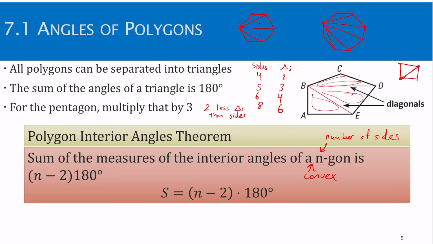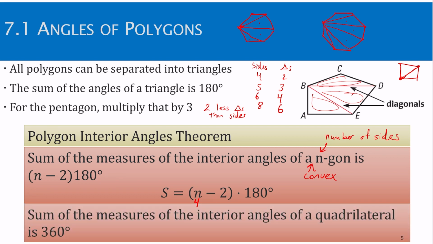Let's look at the specific case for a quadrilateral, since that's what this unit is about. For a quadrilateral, n would be 4. 4 minus 2 is 2, times 180 is 360. So the sum of the measures of the interior angles of a quadrilateral is 360.